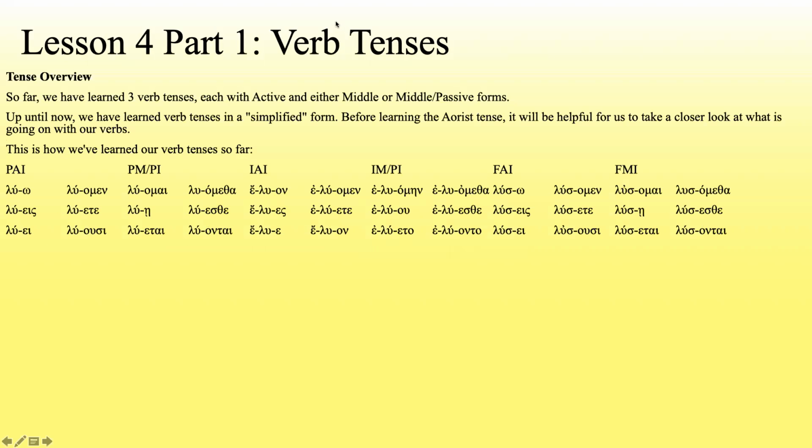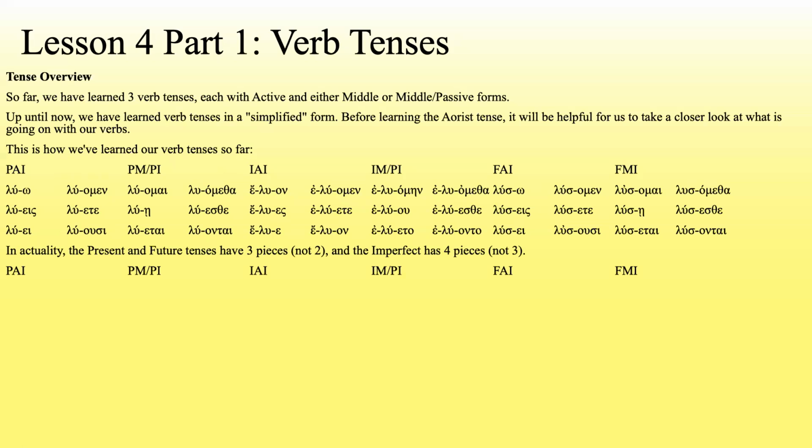We had lu-o, lu-ace, lu-a, lu-amen, lu-ete, lu-usi, lu-amai, lu-a, lu-etai, lu-ametha, lu-este, lu-antai, etc. Lu-on, lu-es. And of course, you can pause and read the rest if you want to there. In actuality, the present and future tenses have 3 pieces, not 2, and the imperfect has 4 pieces, not 3. Again, we've talked about this omicron epsilon theme vowel before, but we haven't really stopped and analyzed it yet.